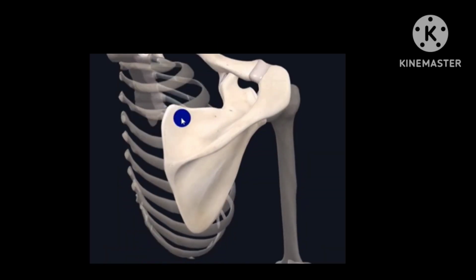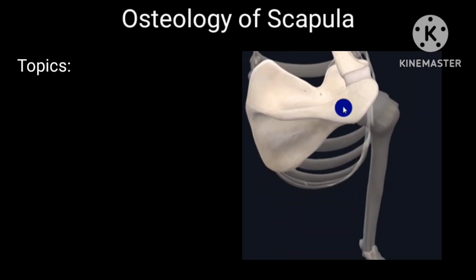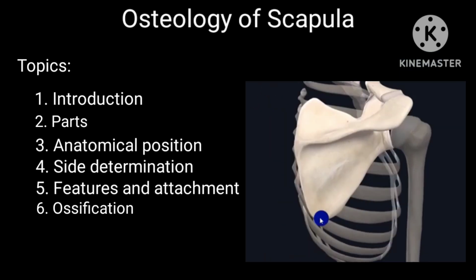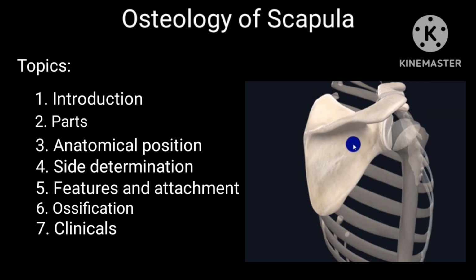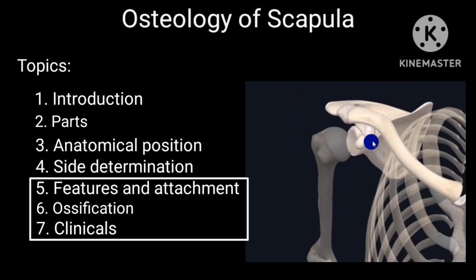In this tutorial, we will be discussing the osteology of the scapula under the headings of Introduction, Parts, Anatomical Position, Side Determination, Features and Attachments, Ossification and Clinicals of Scapula. Features, Attachments, Ossification and Clinicals of Scapula are dealt with in the second part of the scapula.